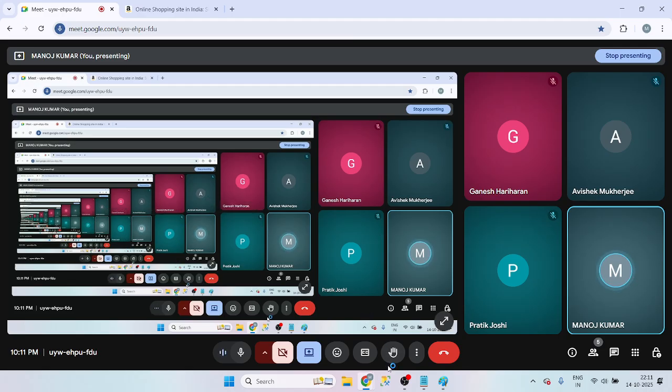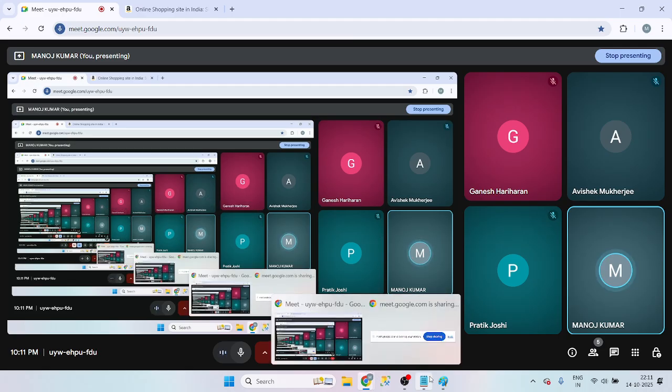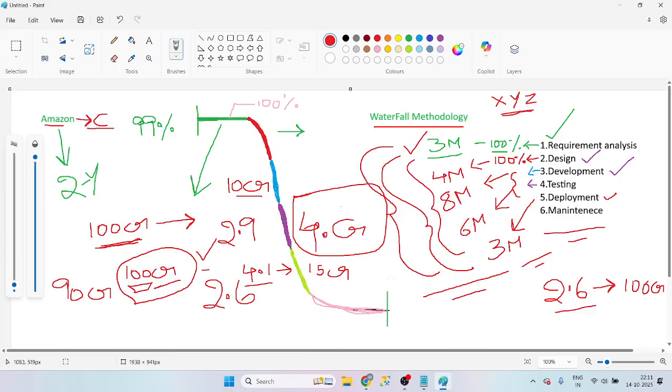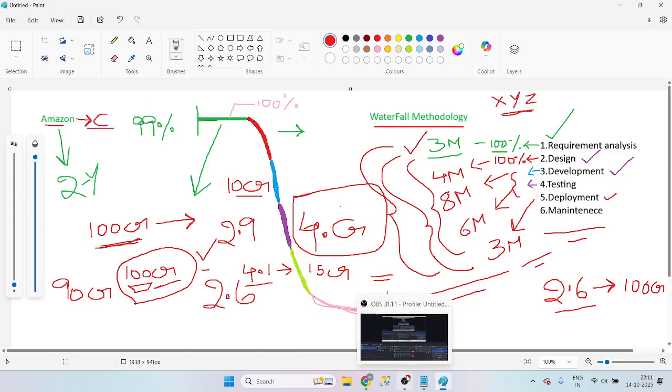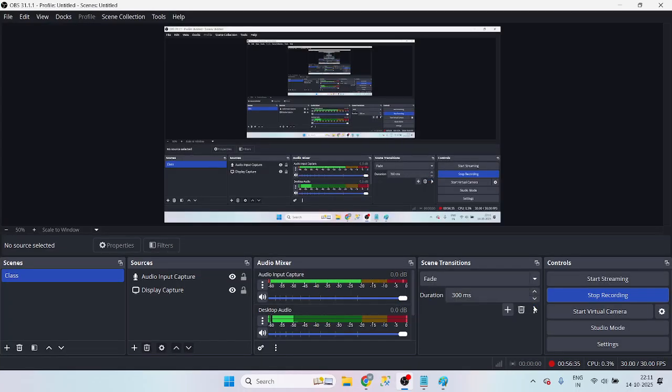I hope you understood this. Any doubts up to now? This is the waterfall method. Any doubts in here? Any silly doubt also, ask. No problem. Pratik, Abhishek, Dinesh, sorry, Ganesh. No doubts, right? Can I stop the recording?